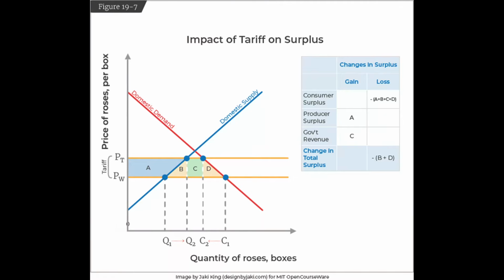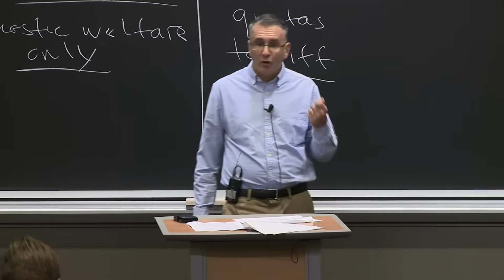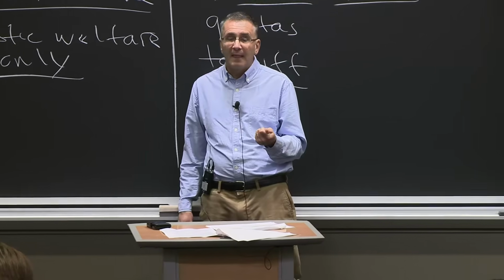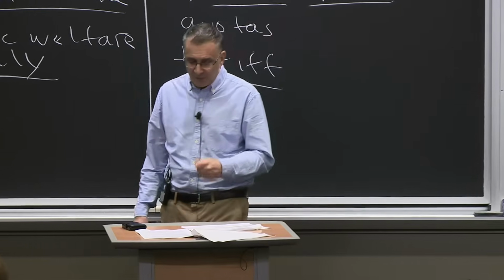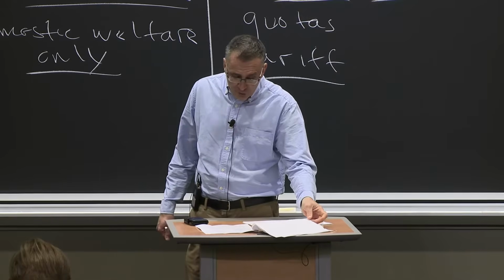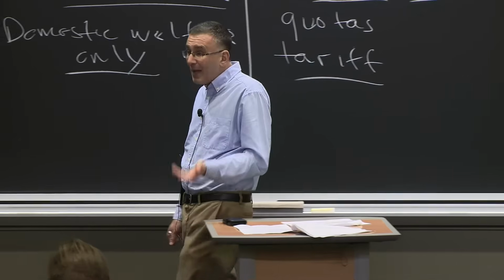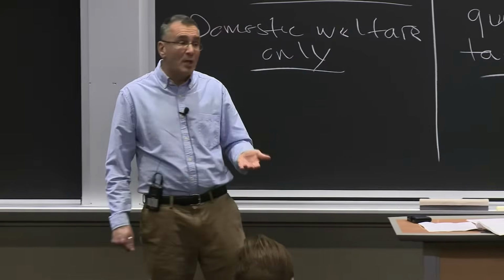So the deadweight loss from the tariff is B plus D. What we've lost is B plus D. Let me go through the math again. Consumers lost A plus B plus C plus D. Producers gained A, and the government gained C. So the net loss from the tariff is B plus D. Okay, that's sort of hard, but do people see that? And that's why economists don't like tariffs, because the amount producers gain plus the amount the government raises is much less than what consumers lose.